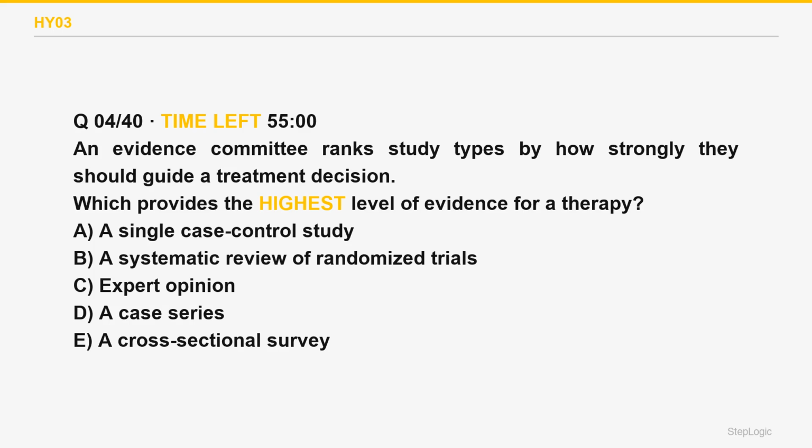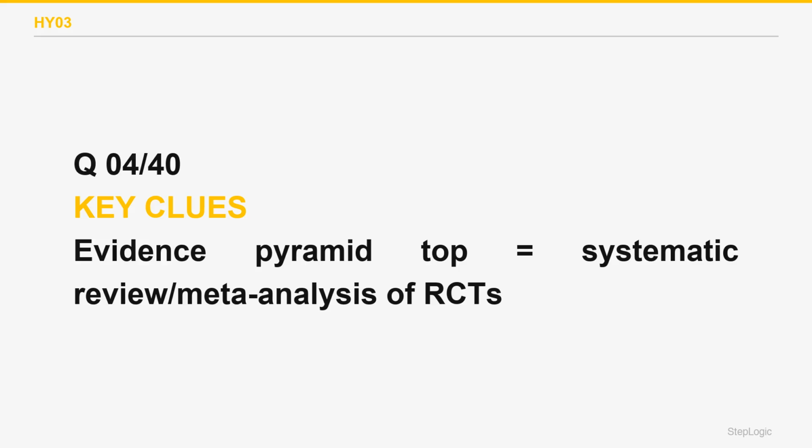An evidence committee ranks study types by how strongly they should guide a treatment decision. Read the command, highest level of evidence for therapy. Pooled randomized trials sit at the top. The evidence pyramid for therapy is topped by a systematic review or meta-analysis of randomized trials because randomization plus pooling gives the strongest, least biased estimate of effect. Below that come single RCTs, then cohort, then case-control studies, then case series, with expert opinion at the bottom.